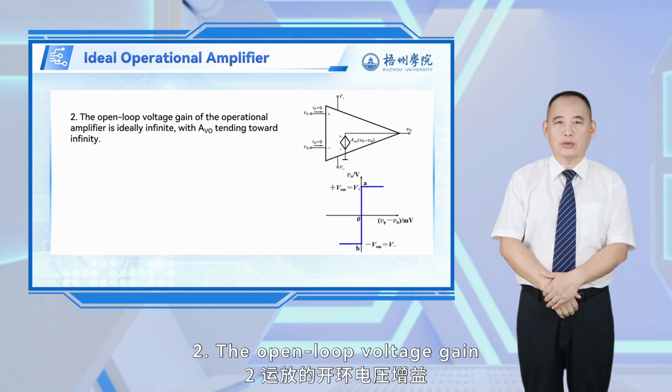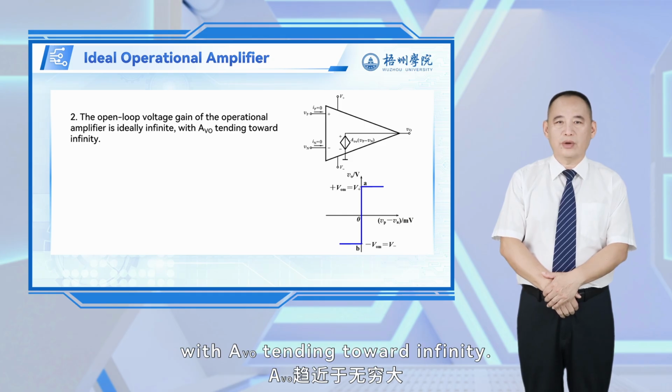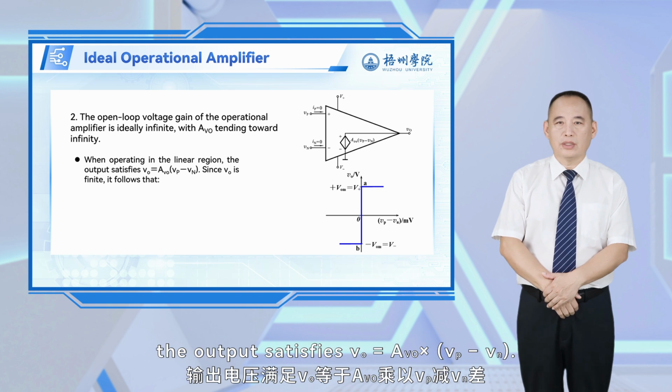2. The open-loop voltage gain of the operational amplifier is ideally infinite, with A sub VO tending toward infinity. When operating in the linear region, the output satisfies V sub O equals A sub VO times (V sub P minus V sub N).